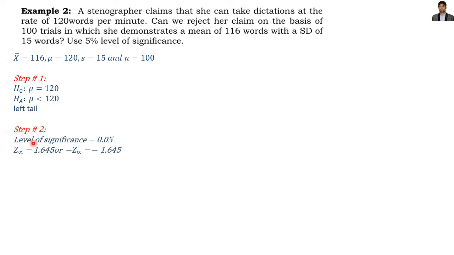Step number 2, level of significance 0.05. From Z distribution table, we get the value 1.645. Since it's on left side, we take it as negative. Step number 3, test statistic. This is the formula. Put here all the values and we'll get minus 2.67.